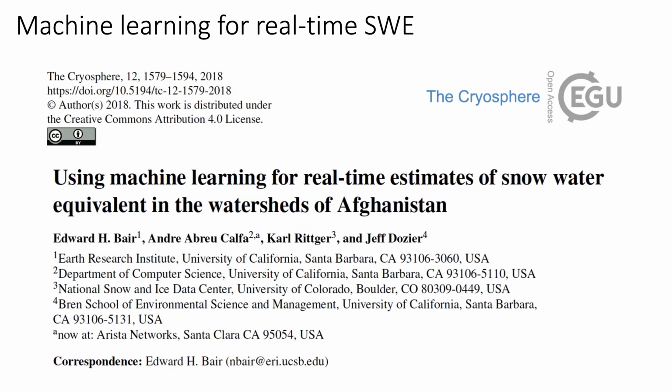Now that I've introduced machine learning, random forests, and shown an example of both snow cover and snow grain sizes which drive albedo, I'm going to show a study that we did using machine learning for real-time estimates of snow water equivalent, or SWE, in Afghanistan.